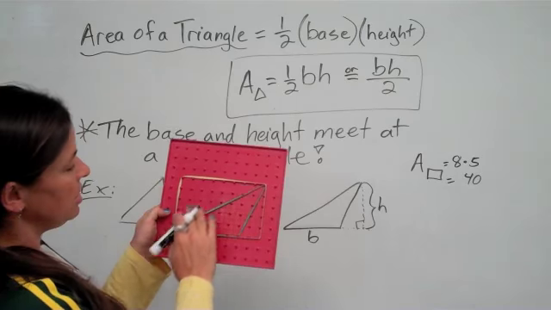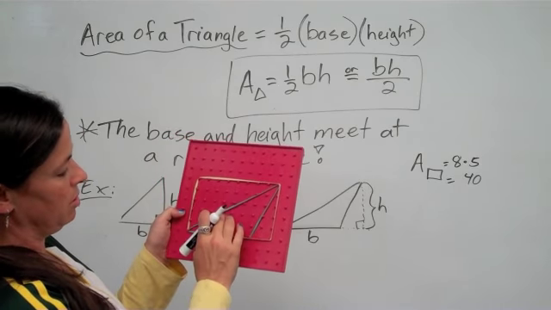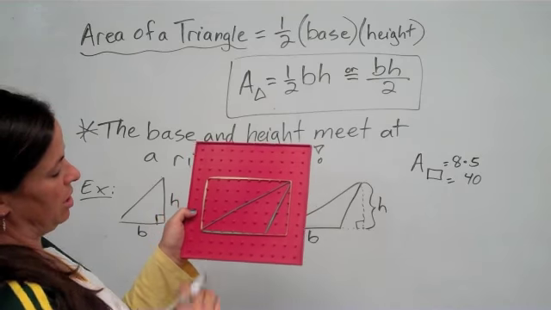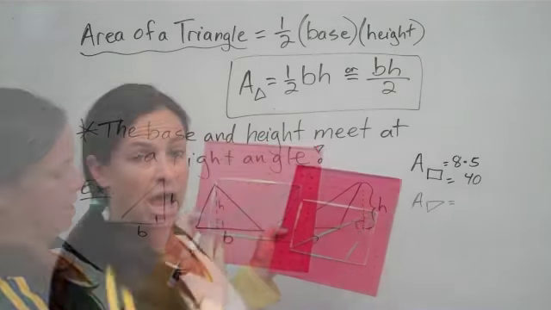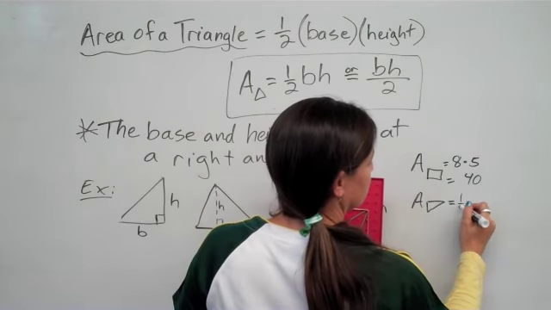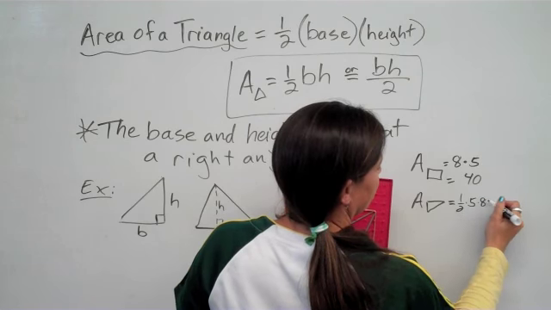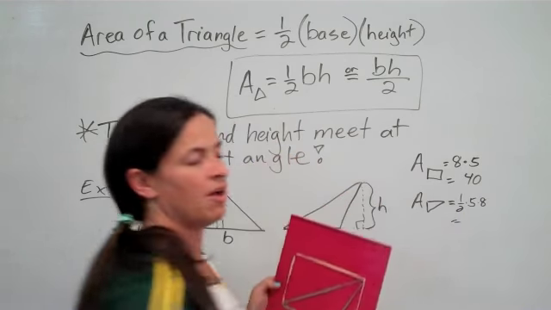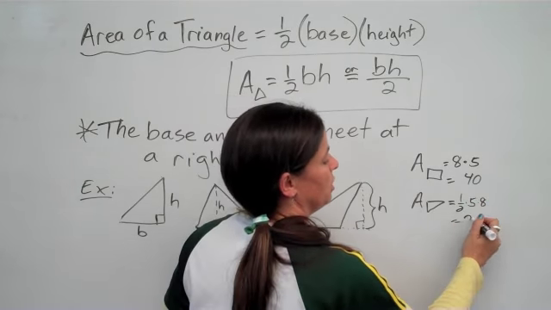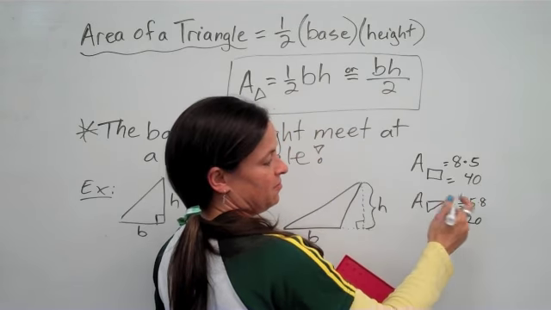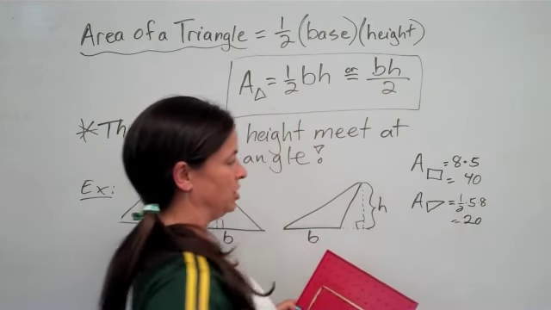And now let's figure out the area of this triangle up here. Well, this triangle right here, I would say has a base and a height. Half of 5 by 8. And if I'm going to figure out half of 5 by 8, I'm going to actually do half of 8 is 4, and 4 times 5 is 20. Or I could do 5 times 8 is 40, and half of 40 is 20.